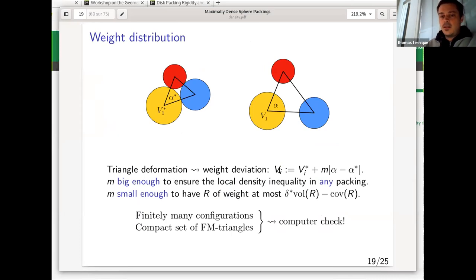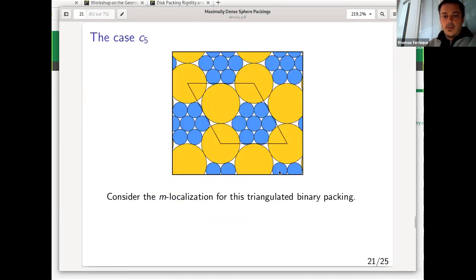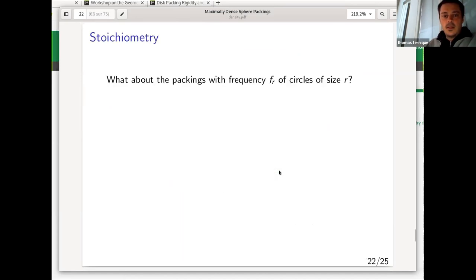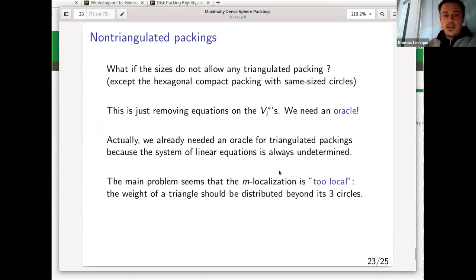But it doesn't mean that there is no other weight distribution which could work. It just means that your method doesn't work. Okay, so the question is, can you improve the method to make it work? I will skip this. Okay, I will just give an idea of this.